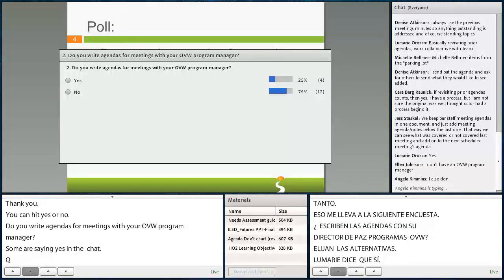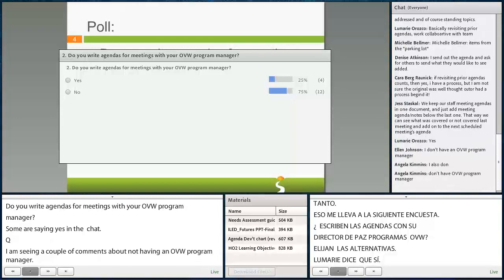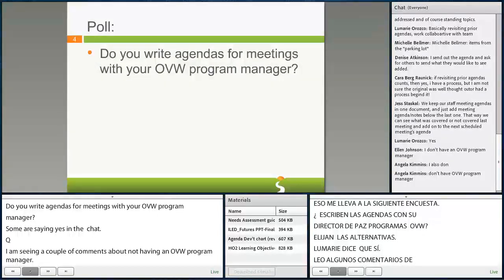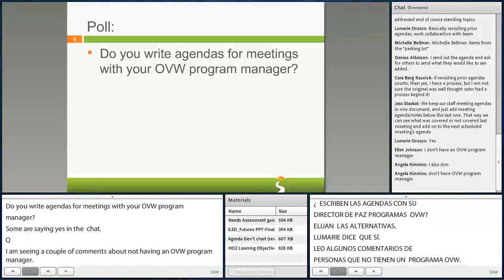Okay, so I'm seeing a couple of comments here about not having OVW program managers. So what I mean by that is that for folks who are funded through the Office on Violence Against Women, typically you have some person at the Office on Violence Against Women that would be sort of managing your grant.